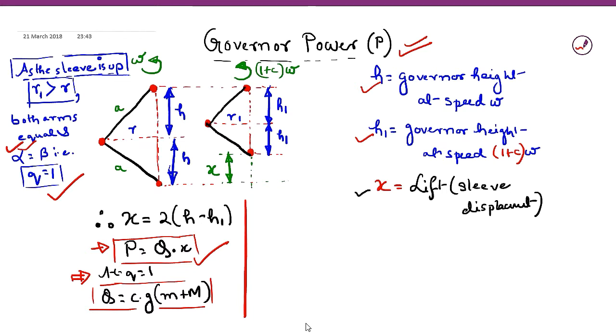This time the main thing is how to get x, that is x equal to 2 into h minus h1.